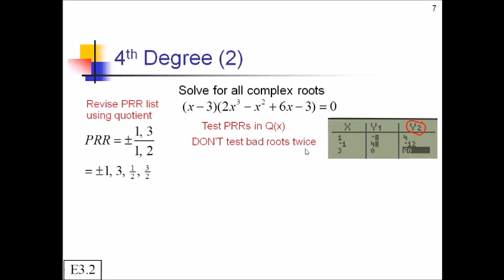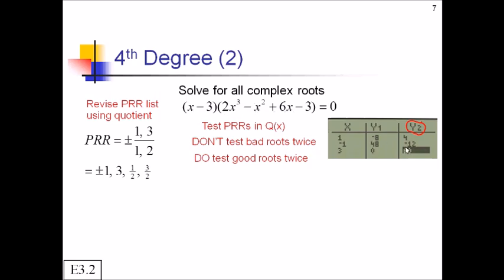That doesn't really save you a ton of time on the calculator if you've already got them in this original column here. But if you had to do this by hand using synthetic division, it would save you time not to test the bad roots again. How about the good roots? You do need to test good roots twice. Just because they work the first time doesn't mean they'll never work again. This 3 here might also have been a factor of this smaller polynomial.